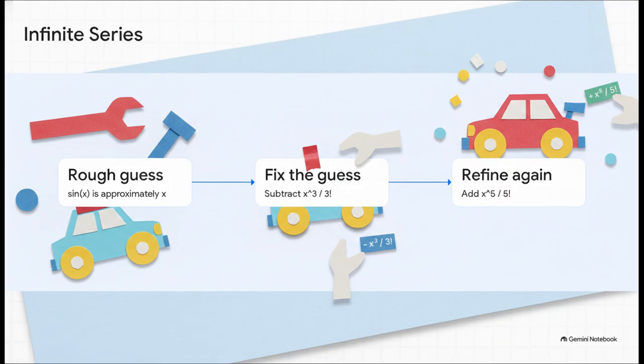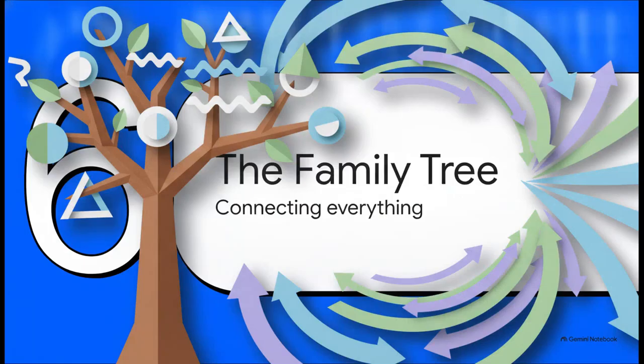I actually love to think of this as building a toy. Step 1, we make a rough guess. For a very, very small angle, sine of x is roughly just x. But it's not perfectly correct, so step 2, we fix that guess by subtracting a tiny piece. Still not absolutely perfect? Step 3, we refine it again by adding an even tinier piece. Each new piece makes our answer better and better, and suddenly, a deeply intimidating calculus concept just feels like a simple construction project. Section 6, the trigonometry family tree.